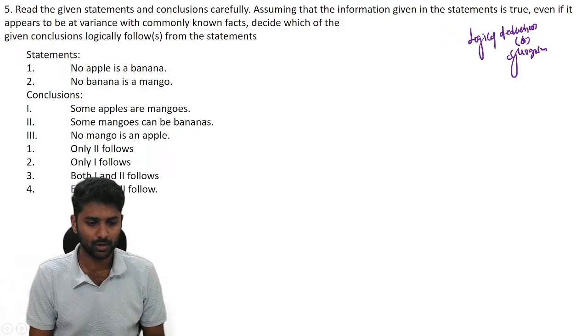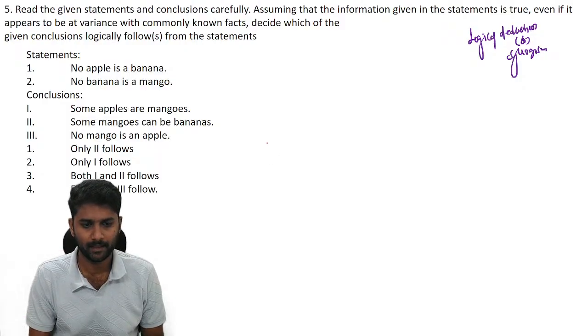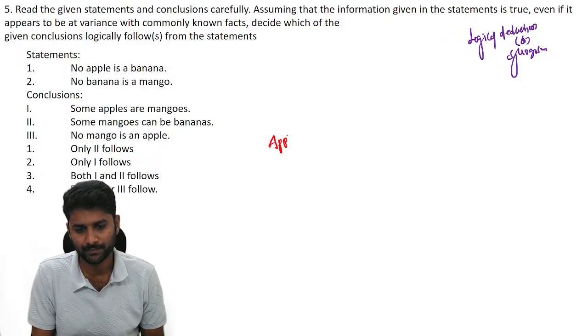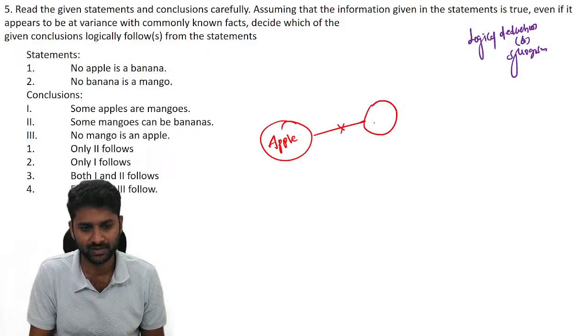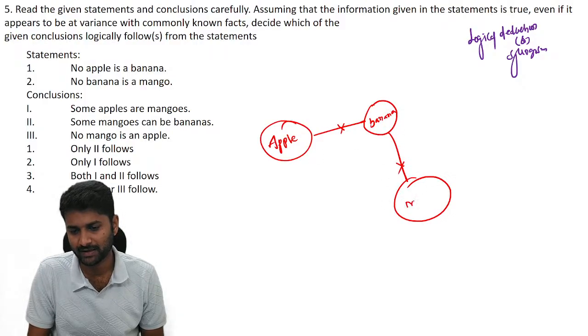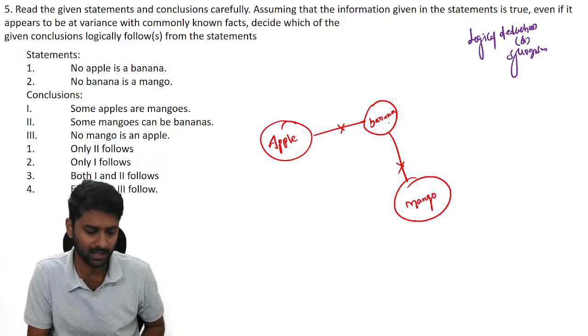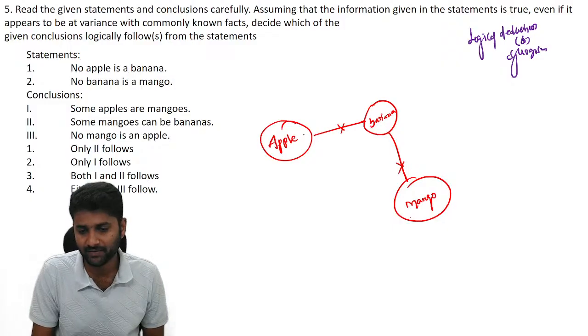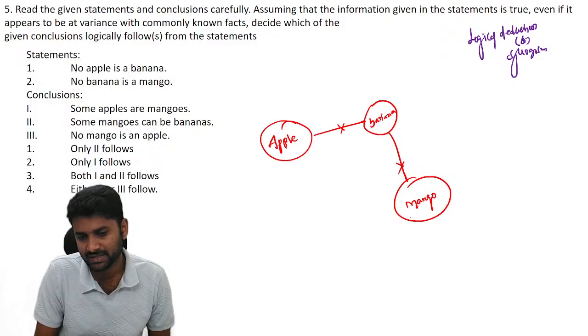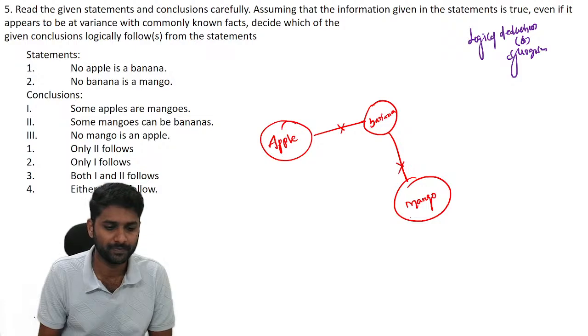Now let's look into this statement here. No apple is banana. It means there is no direct relation, and you cannot assume any relation between apple and banana. Next one, no banana is mango. So we have a clear instruction. We don't have any direct relation between apple and banana, or banana and mango. But we can assume relations between apple and mango. Let's check with these conclusions.